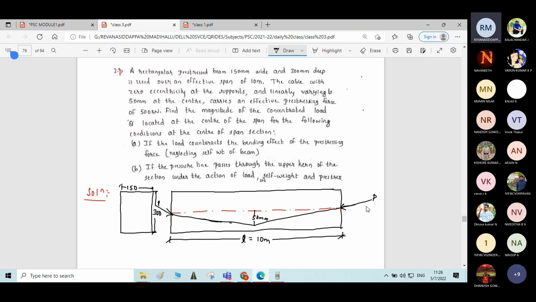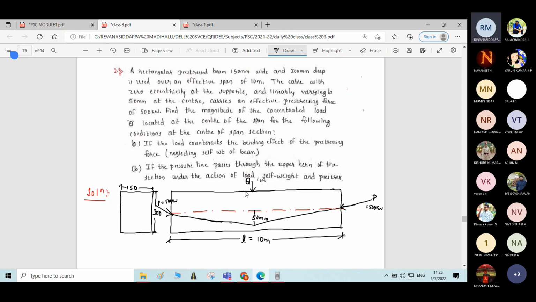P is given, that is 500 kilonewton. P is equal to 500 kilonewton. Find the magnitude of the concentrated load Q located at the center of the span for the following conditions. He says that concentrated load Q we have to find, which is located at the center of the span, for the following conditions.